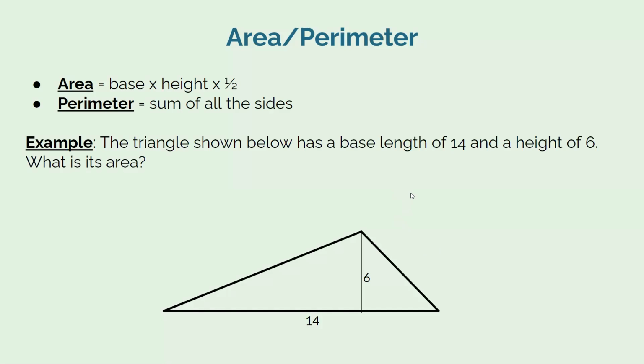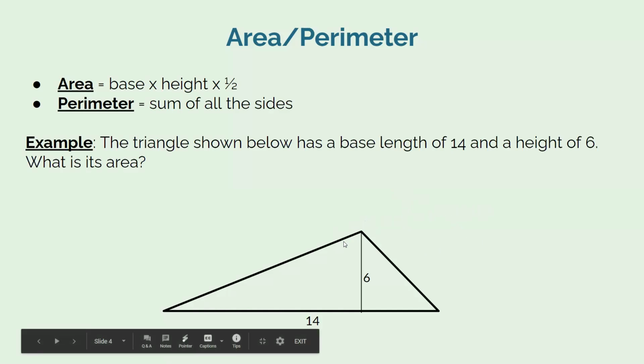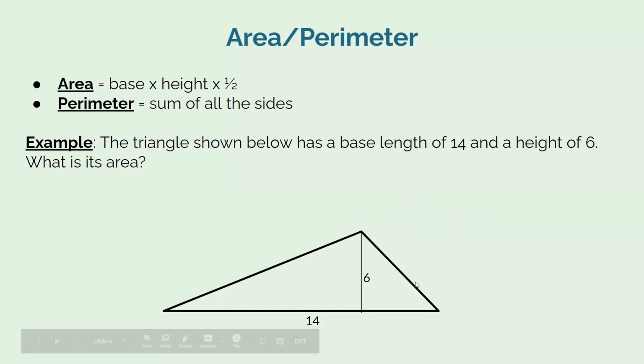So we have an example below. The triangle shown has a base length of 14 and a height of 6. So using these figures, can somebody tell us what the area is?